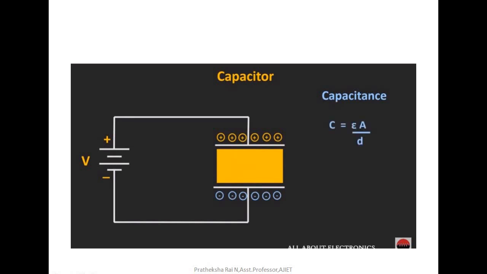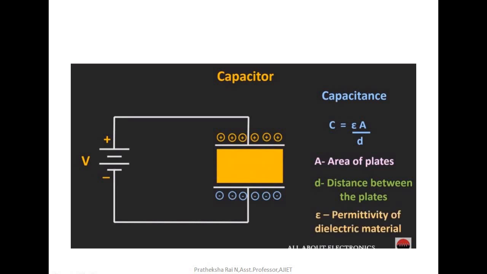So there are three factors which affect the capacitance of this capacitor. The first is the area of the plates. Then the second factor is the distance between the two plates of this capacitor. And the third factor is the permittivity of the dielectric material. And the relation between the three can be given by this expression, that is C.